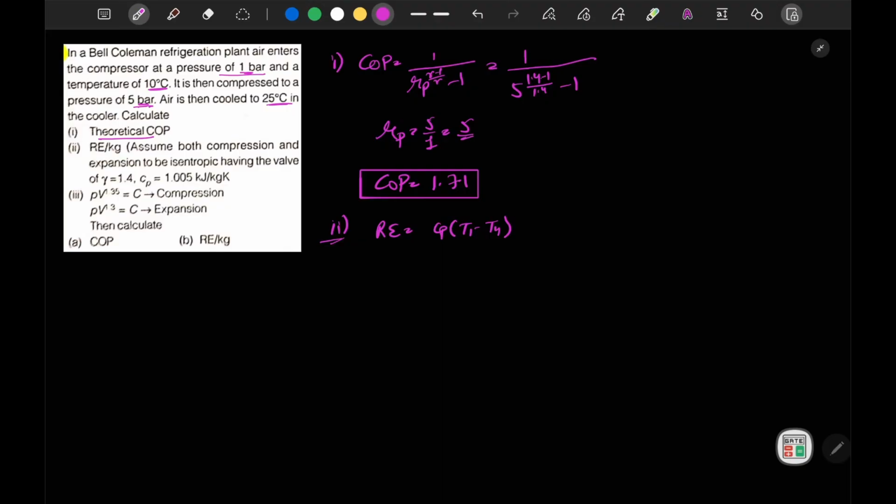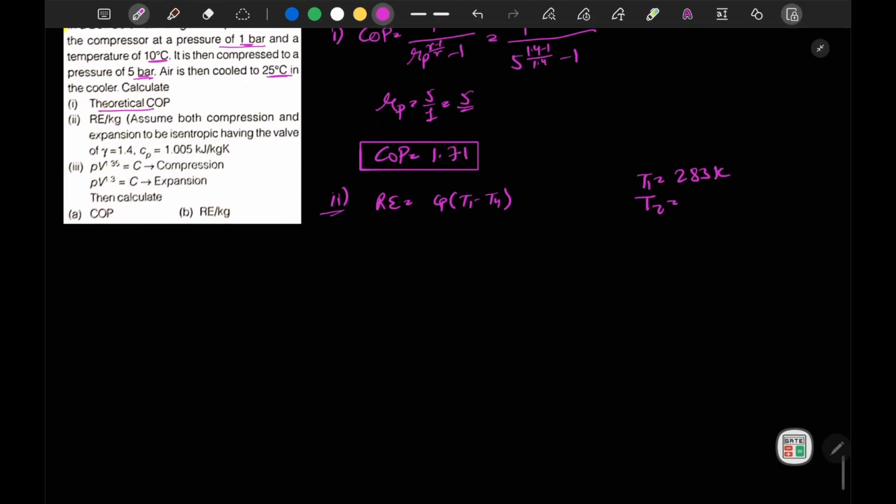Now what is given here? T1 is given at 10 degrees Celsius, that is 283 Kelvin, and 25 degrees Celsius, that is 298 Kelvin. So these two temperatures are given and nothing else is given. We have to calculate our refrigeration effect. For this calculation we will need our third temperature, that is T4.